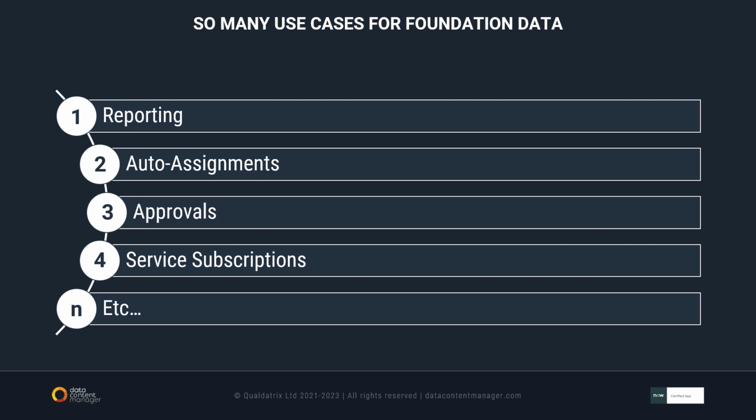Right. The third example is about approvals, and we'll talk more about that a little bit later. But that, of course, relies heavily on foundation data as well. And then the last example listed here, the service subscriptions. With the service subscriptions, for example, you can have a more automated service portal where you already know which services are related to the current user and then relate your tickets to those services only, etc.